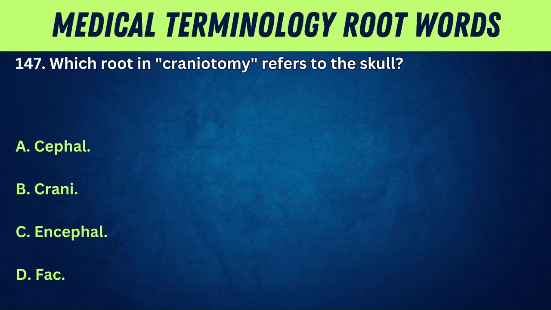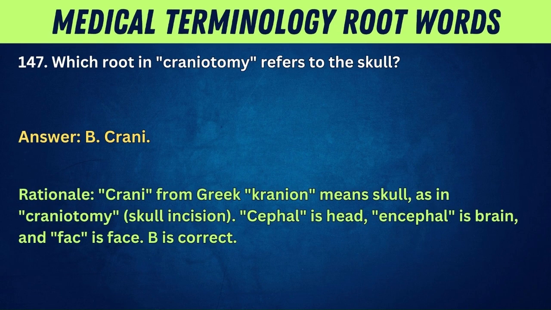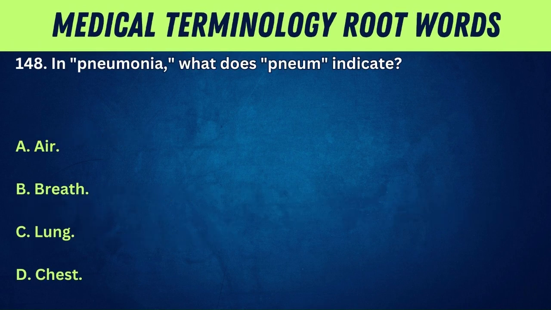A. Cephal. B. Crani. C. Encephal. D. Fac. Answer: B. Crani. Rationale: crani from Greek cranion means skull, as in craniotomy, skull incision. Cephal is head, encephal is brain, and fac is face. B is correct. 148. In pneumonia, what does num indicate?